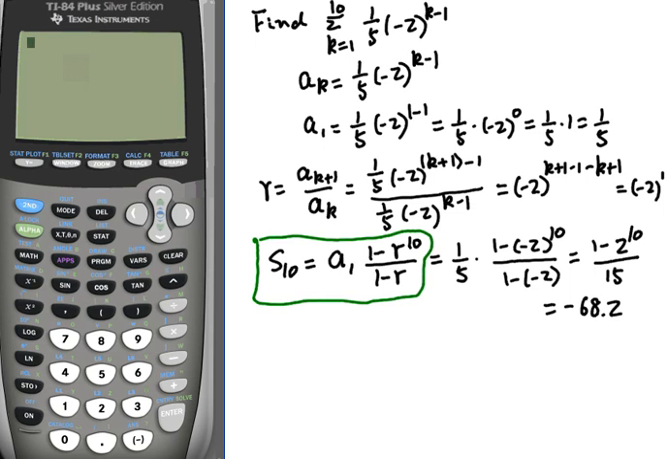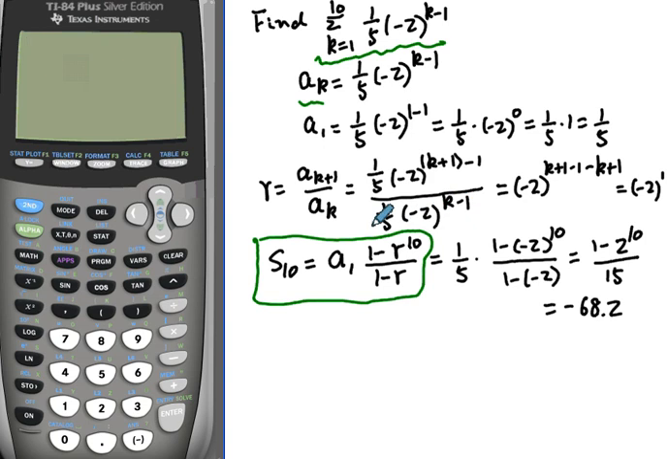Here we'd like to find out the sum for k running from 1 to 10, and the general term a_k is 1 over 5 times negative 2 to the exponent k minus 1. We want to see if this sequence is a geometric sequence or not.